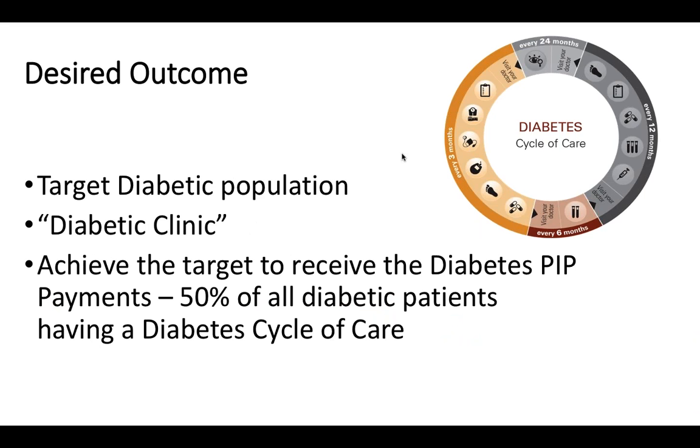They also wanted to achieve the target to receive the diabetes payment of 50% of all diabetic patients having had a diabetes cycle of care. Once that tips over the 50%, then the practice receives practice incentive payments, and they're about 30%. So they're quite a way off getting that practice incentive payment, and they wanted to increase that.